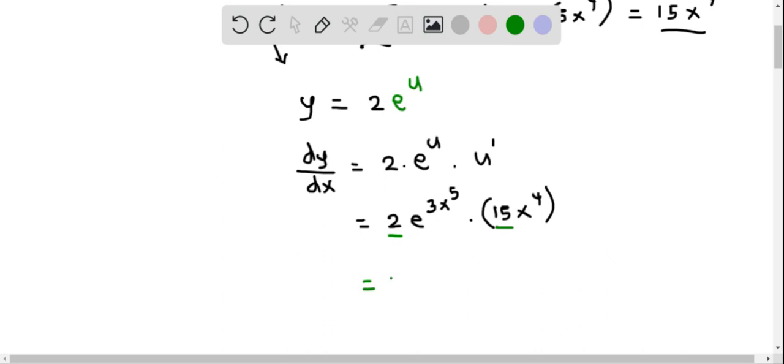And so this equals 30. I put this x^4 in front. So it is 30x^4 e raised to the power of 3x^5. And so this is the derivative of y.